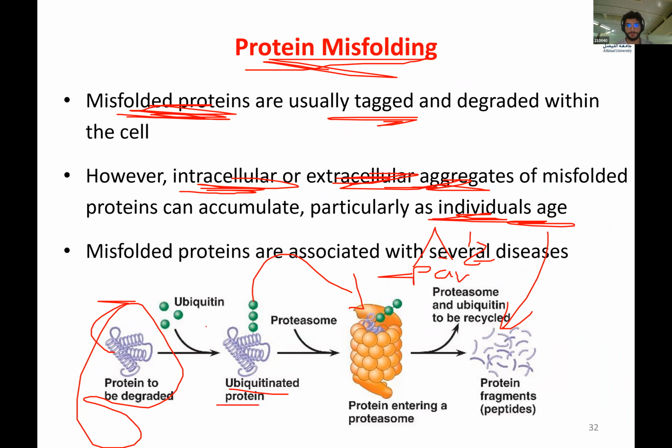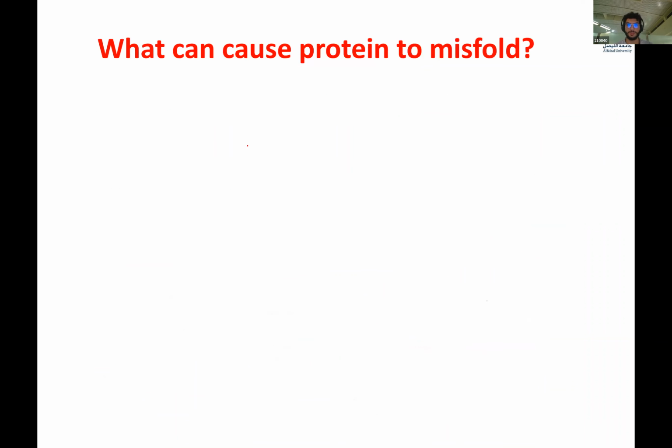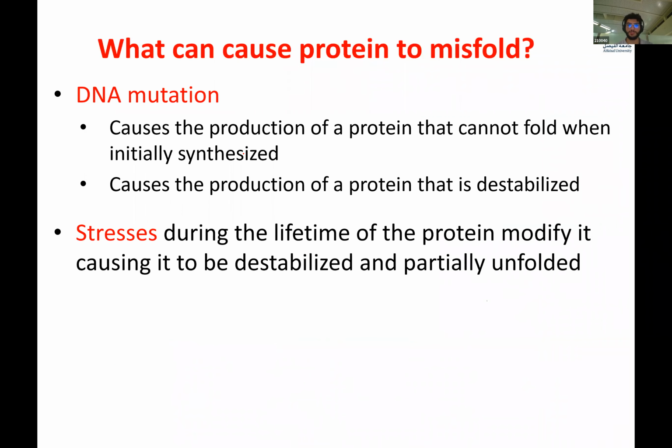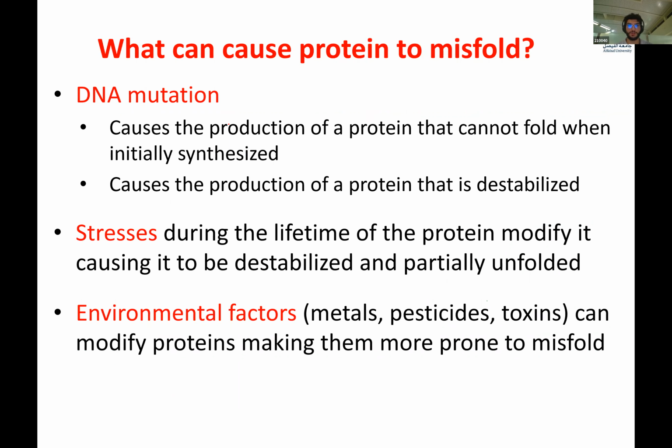So obviously, misfolded proteins are associated with several diseases. We'll discuss them right now. So again, what can cause a protein to misfold? There's three things. Number one, a DNA mutation. So we discussed it earlier. There could be a deletion of an amino acid. There could be an insertion of an amino acid, which causes the entire protein to fold into an entirely different protein. And obviously this causes a misfold, and the protein just no longer works, and sometimes it can clump up together and can be degraded.